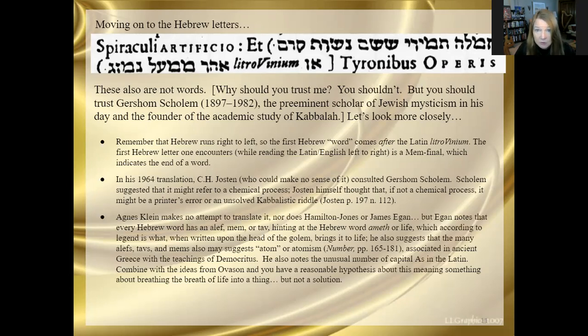Now, as far as what other translators have done with this, Agnes Klein made no attempt to translate it, even though she's the one that figured out the Litrovinium. Hamilton Jones doesn't make any effort to translate it, nor does James Egan. But Egan is an interesting case, and I'll have a whole later video on some of his works. His Latin translation is not very good. He says he doesn't know Latin, and so he mixes up case.